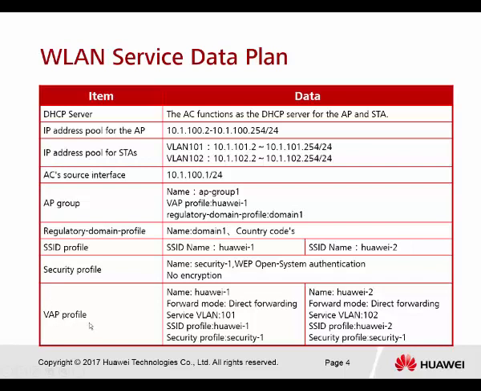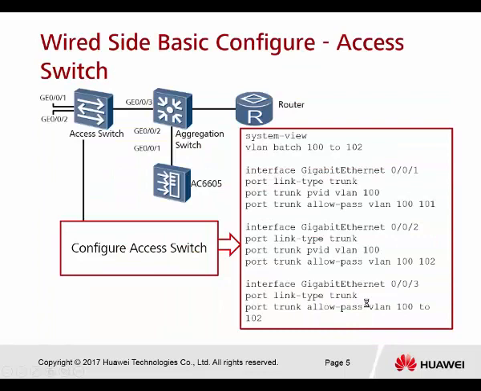Okay, the VAP profile. So we have two different profiles here. Huawei number 1 uses the direct forwarding. So Huawei number 1 belongs to service VLAN 101. The SSID profile is Huawei number 1, and the security profile is number 1. Okay, same for Huawei 2. So let's begin here.